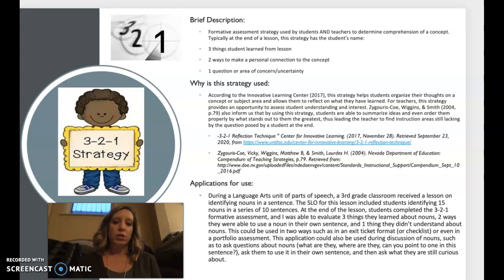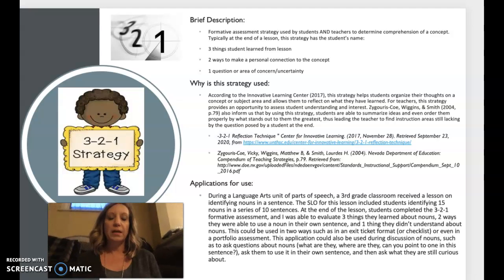This strategy is used because it is a great tool for reflection after a lesson. Typically, the 3-2-1 strategy is used at the end of a lesson and provides students a great opportunity to summarize ideas and order them in a way that is useful to them based on importance.